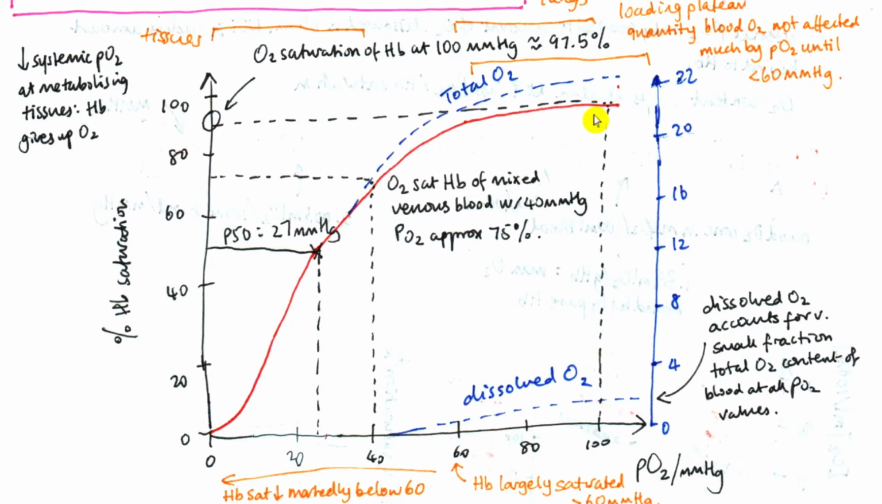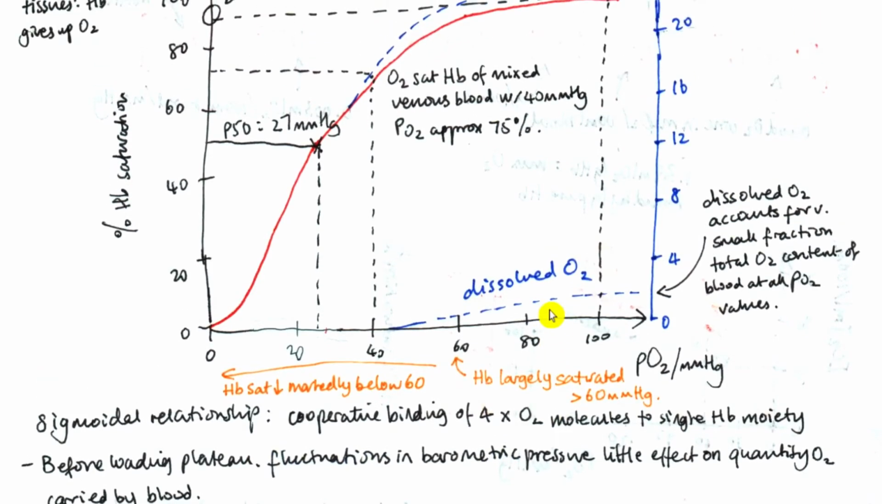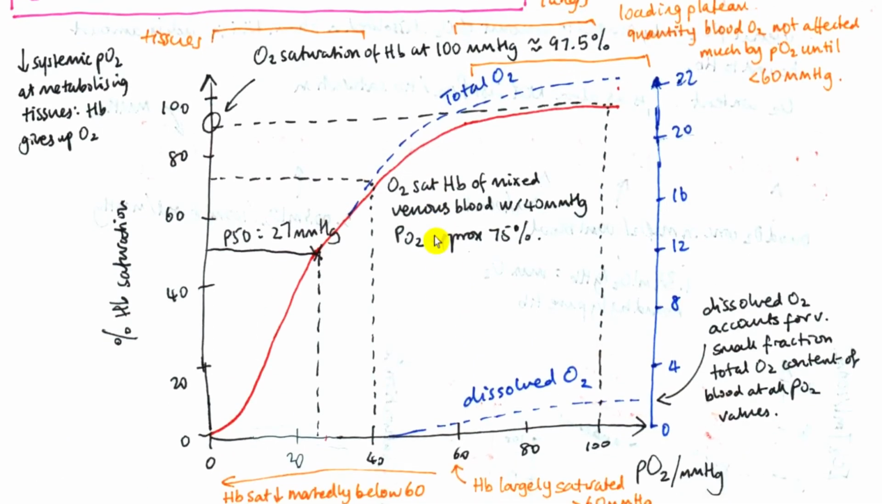So the sigmoidal relationship is a result of the cooperative binding of the 4 oxygen molecules to the single hemoglobin moiety. So if we have a low partial pressure, then only 1 binds to each hemoglobin, and that changes the structure of the hemoglobin, so that makes it easier for the second one to bind. The second one does the same to a lesser degree, and then the third one just stops doing that, and the hemoglobin is basically saturated. That's why there's a sigmoidal shape.